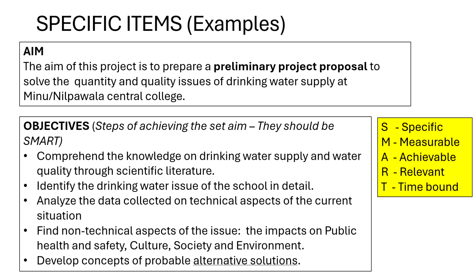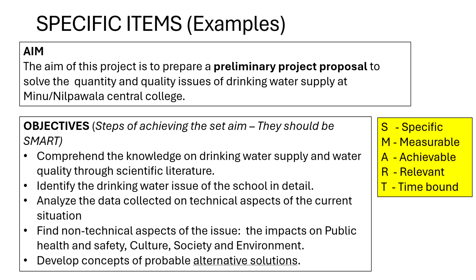SMART means S for specific, M for measurable, A for achievable, R for relevant, and T for time. And all these objectives should start with a verb, and the verbs you have to select carefully: the preliminary things that you have to do, preliminary verbs at the beginning, and as you go down to the last part, the verb should indicate some higher level work, right?